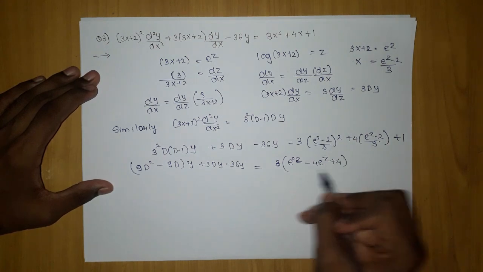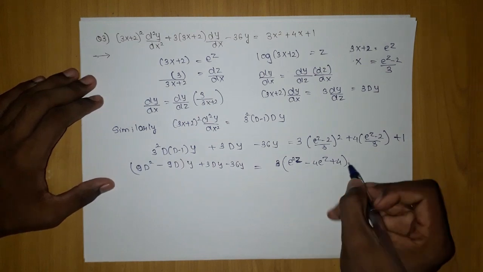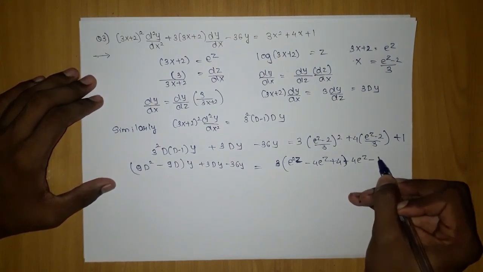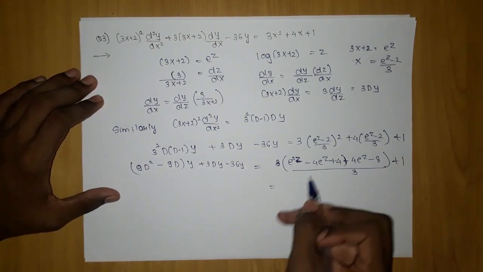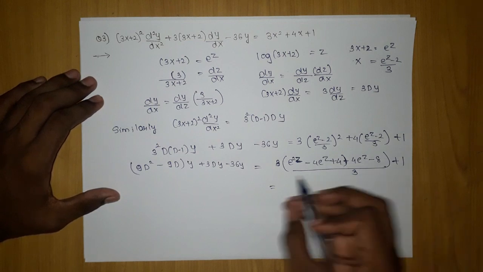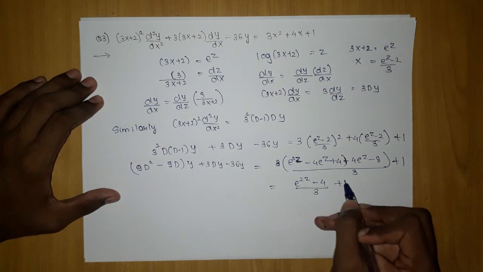Agree? Then after this we are going to have here plus (4 e to the power z minus 8) the whole upon 3 plus 1 will be as it is. So here you can clearly see this and this will get cancelled out, and here minus 4 will be left. So e to the power 2z minus 4 by 3 plus 1.